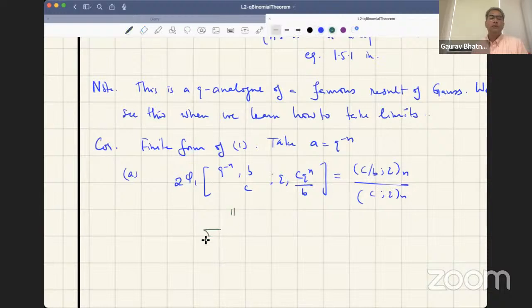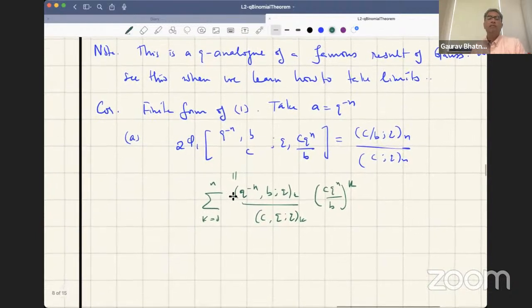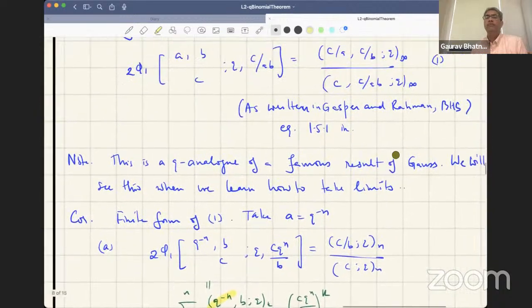This is equal to the sum for K going from 0 to n of Q raised to minus n, B Q K over C and then Q Q K, and then CQn over B raised to K. So this is a finite sum because this item right here becomes 0 when K is bigger than n. This we did as an exercise earlier, that this terminates the series. So now you don't need anything. And these follow straight from what we did.